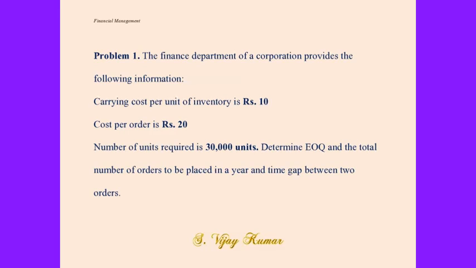Let's look at a small problem. The finance department of the corporation provides the following information. Carrying cost per unit of inventory is rupees 10, cost per order is 20, the number of items required is 30,000 units, from which you have to determine EOQ and the total number of orders to be placed in a year and time gap between two orders.